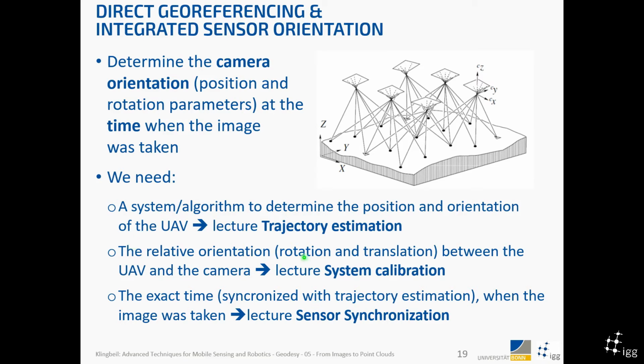Then we need the relative orientation, of course, between the UAV and the camera. So we need to know how the camera is oriented and where it actually is in the UAV coordinate system. And this has been dealt with in the lecture on system calibration. And then we need the exact time when the shutter was released, synchronized with the trajectory estimation. And this was part of the lecture on sensor synchronization.